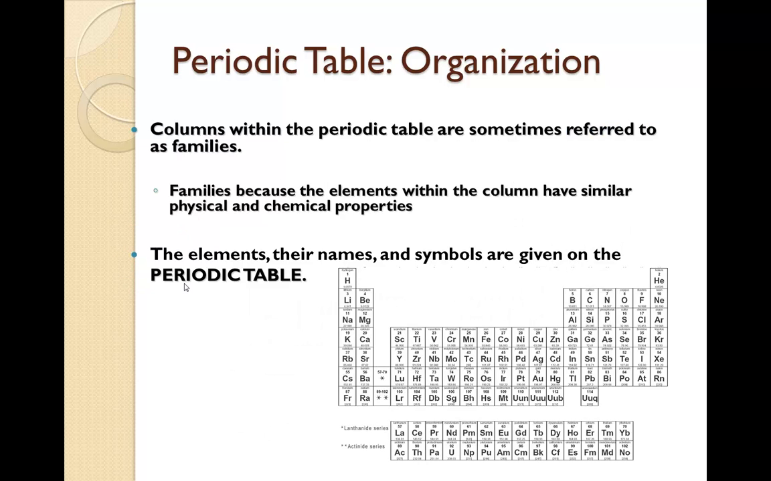And then the columns up and down are sometimes referred to as families, because the elements within the column have similar physical and chemical properties. And that's what he was referring to, that the reactivity reoccurs periodically. So the reactivity of these elements reoccurs as you go from left to right and come back again. The elements, their names, and symbols are given on the periodic table. So that gives you a general idea of how the periodic table has been organized.